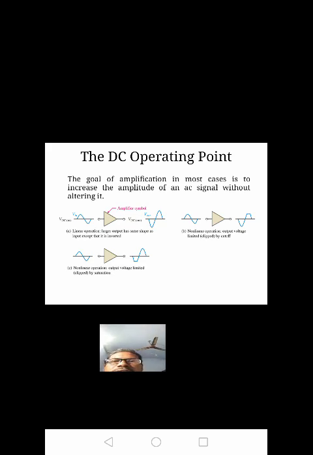Amplification symbol, here we see in the diagram. Here is the linear operation. The larger output has the same shape as the input except that it is inverted. In the first diagram A, there is no change in shape, but the input and output have a 180 degrees phase difference. The amplitude is increased but the shape is not changed.